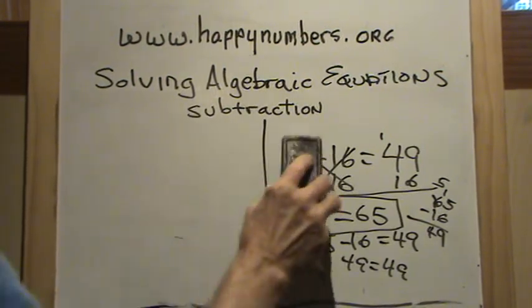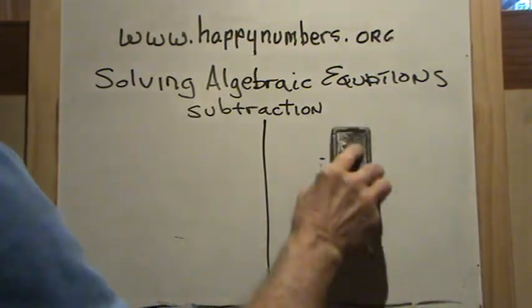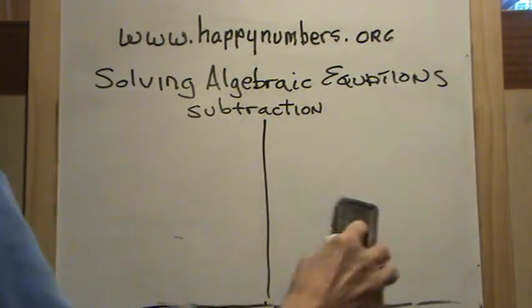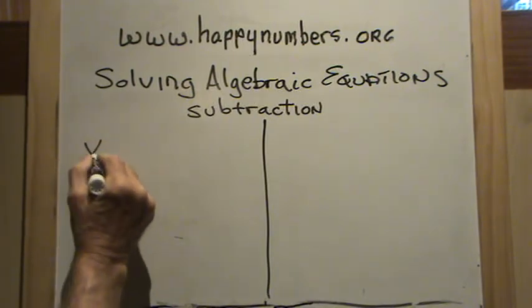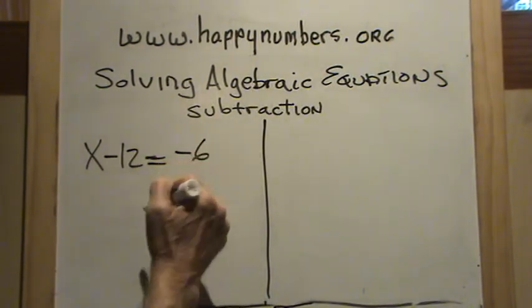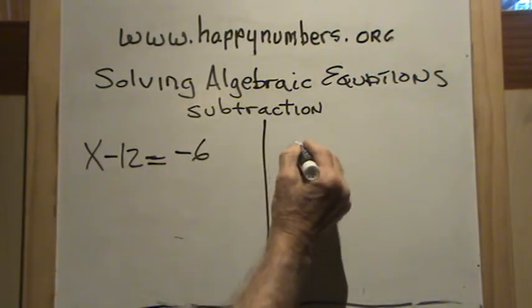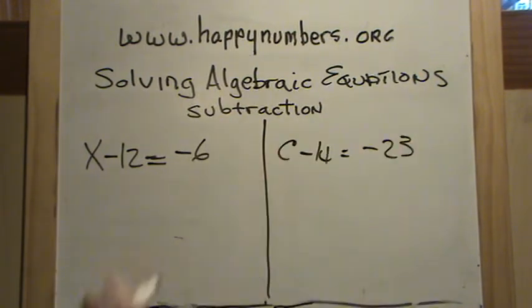Well, I have two more for you. And again, this is an example of using the opposite of subtraction, which is addition, to get rid of our variables. Let's try this. X minus 12 equals negative 6. Now don't be blown away by that. And C minus 14 equals negative 23.